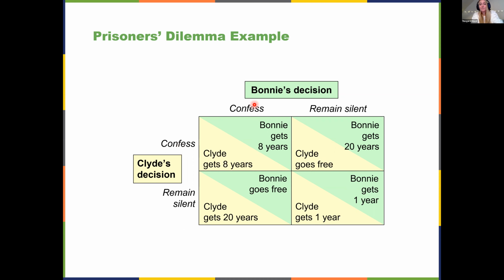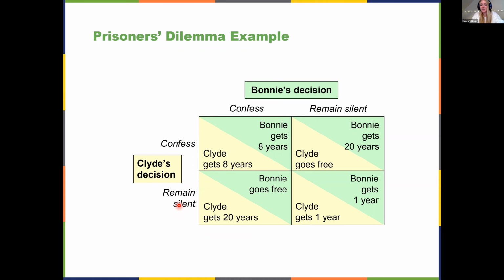Now let's look at Bonnie. So if Clyde decides to confess, the two different outcomes for Bonnie are Bonnie gets 8 years or Bonnie gets 20 years. What would be Bonnie's desired outcome between these two? Well, it would be Bonnie getting 8 years, right? She gets less time in jail if she also confesses. So if Clyde confesses, Bonnie should confess.